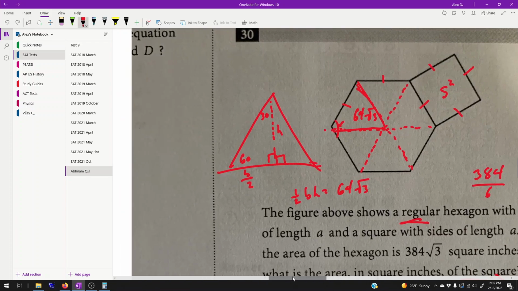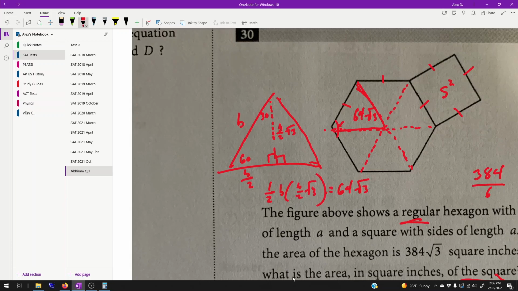So this is B over 2. Remember that this side over here is going to be that base B over 2 root 3. And then this is going to be 2B over 2, so just B, the length of the base. Since we know the area is 64 root 3, and I know that the height now is b over 2 root 3, I can replace that in this equation here. 1/2 b over 2 root 3 equals 64 root 3.